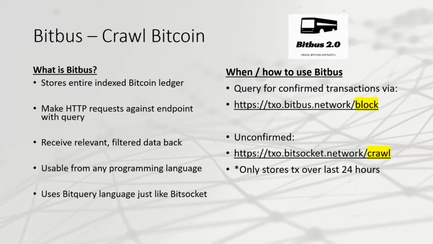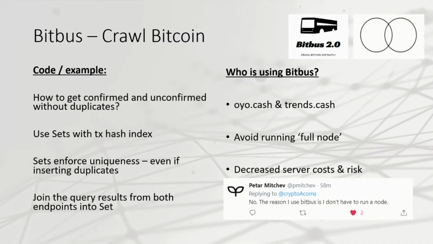Now, a caveat here is it only stores transactions over the last 24 hours, meaning that it's rolling. So like once it's been 25 hours, the transaction's gone. So you're going to have to do some management with this if you're using the combination of Bitbus and Bitsocket. So I want to talk about that here. So instead of code, I want to talk about an example.